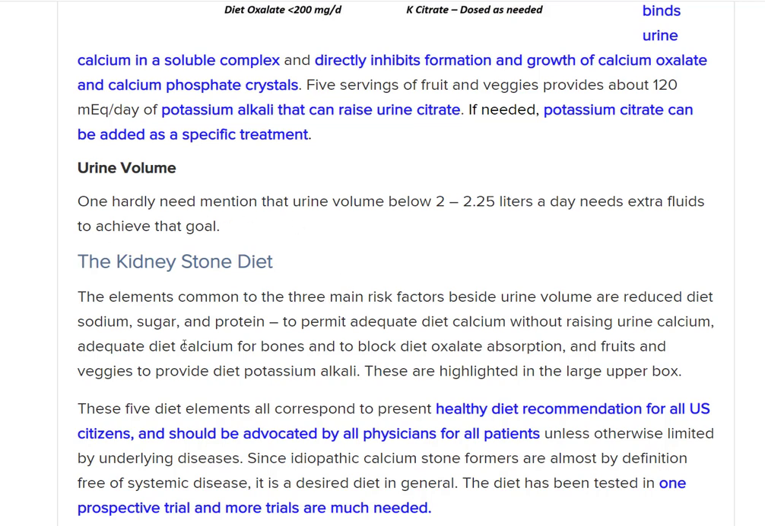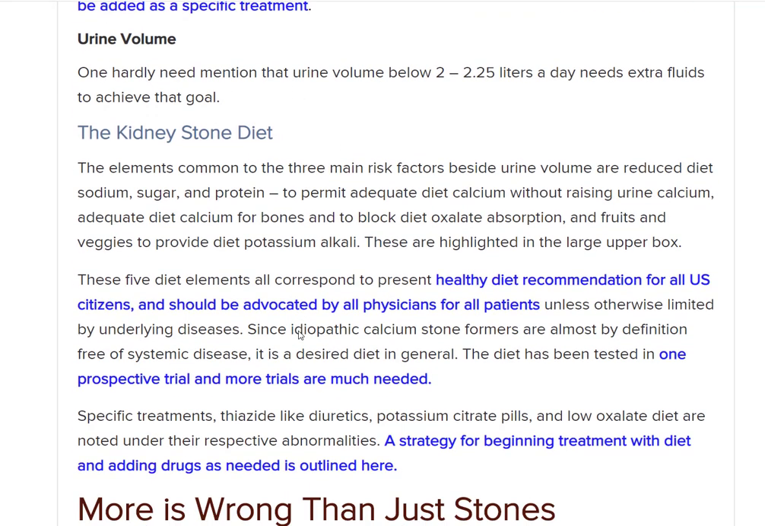This is a nice word, and the so-called kidney stone diet corresponds perfectly with the healthy diet recommendations for everyone in America. Because that's true, the kidney stone diet isn't for people with kidney stones. It's actually the ideal diet for their doctors and their family members and their friends. So basically, everyone should be eating this way.